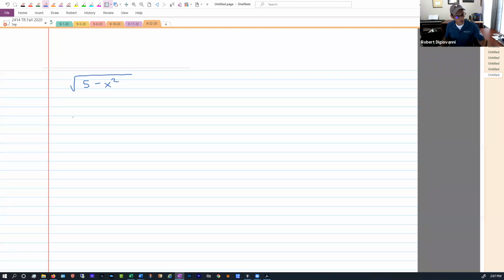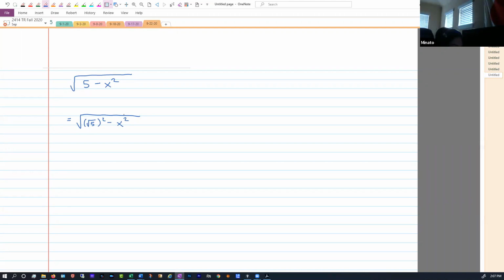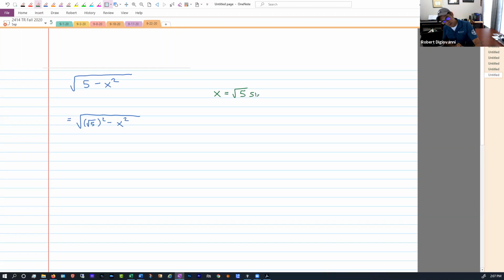So all you have to do is realize that 5 is actually the square root of 5 squared minus x squared. So what's A for us? Square root of 5. 5 is actually the square root of 5 times the square root of 5. So here A would be square root of 5. So our substitution would be x is equal to A, square root of 5, sine theta.